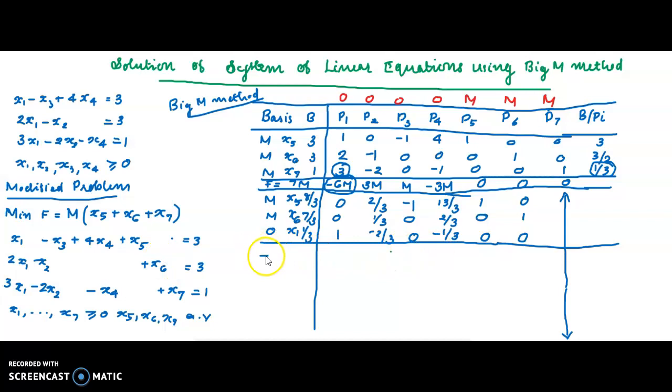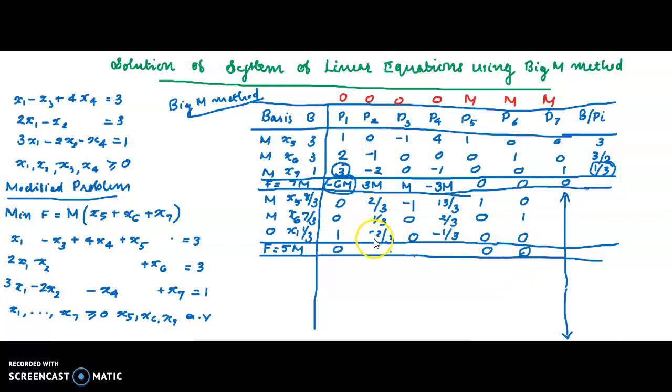Then we have to find the net evaluations. Capital F equals 8 by 3 m plus 7 by 3 m plus 0 into 1 by 3. 15 by 3, that is 5. You can write it as 5m. x1 in the basis, x5, x6 in the basis. Corresponding net evaluations are zeros.